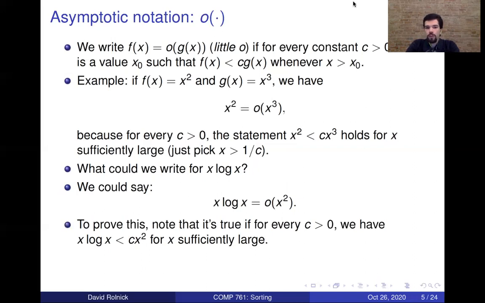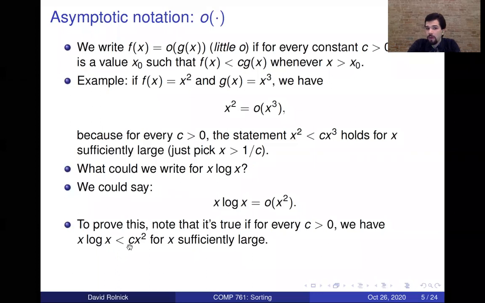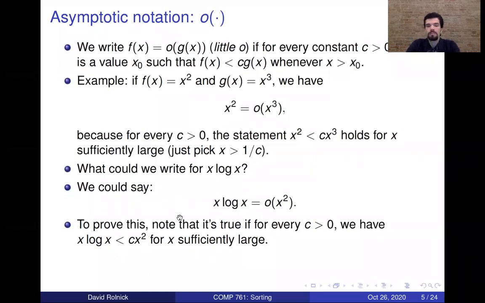So why is this true? Well, in order to prove this, we would need to show that for every c greater than 0, we have x log x is less than cx squared for x sufficiently large. In particular, if we make c be very small, but still bigger than 0.